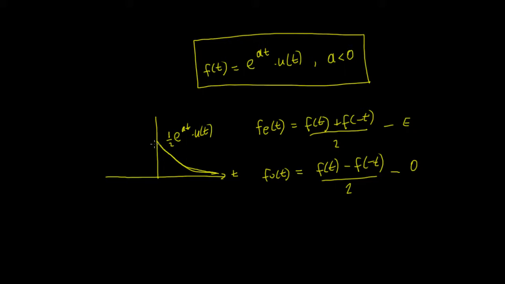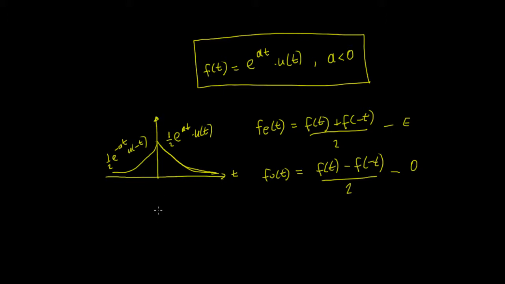So in effect, we're taking the step function and we've inverted the step function. So we're going to have something that runs down there like that, and this here is going to be our half. It's going to be half e to the minus at times u of minus t. Okay, so that's one half of our function.